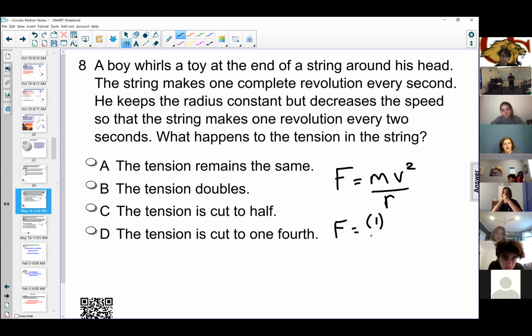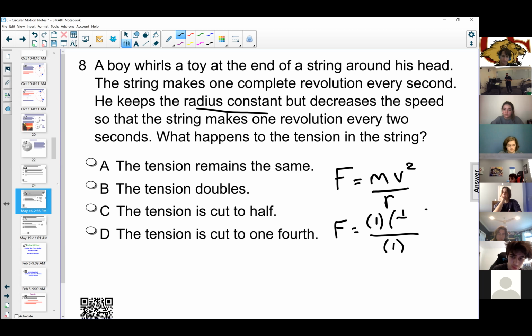Then we know the radius. It says the radius is constant, so we know that's not changing. If that's not changing, we put a 1 in for that as well. We just put ones in for the things that aren't changing, and then we put a factor in for the thing that is changing. It had a period of 1 second before, and now it has a period of 2 seconds. So what's happening to the velocity? Yeah, the velocity is now 1/2 what it used to be.